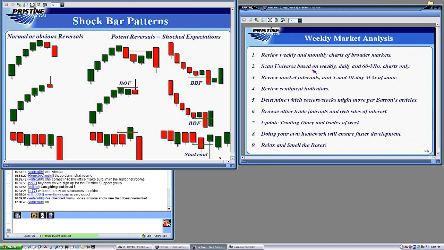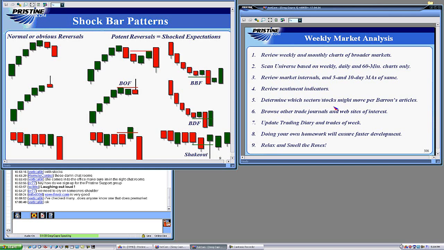On the weekend, review your longer-term charts. Look at your universe from a longer-term perspective. Look at your market internals if you haven't done so. Take a look at your sentiment internals. You can look for trading ideas from other trading journals.